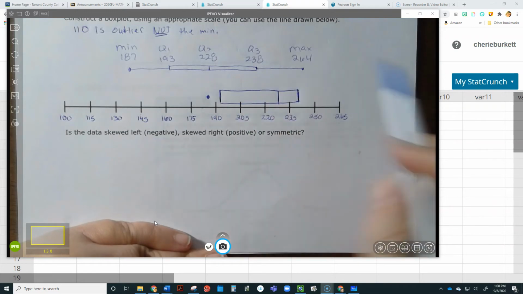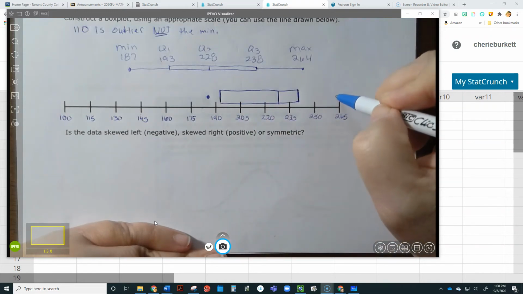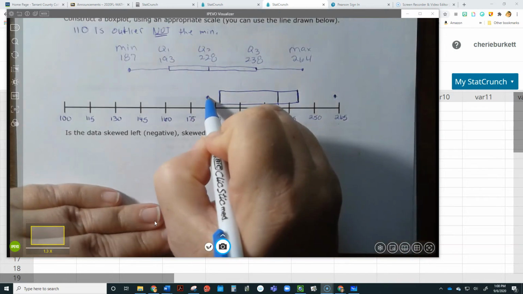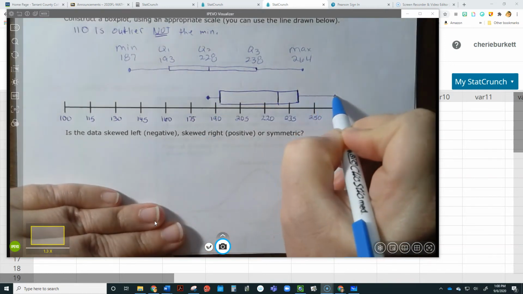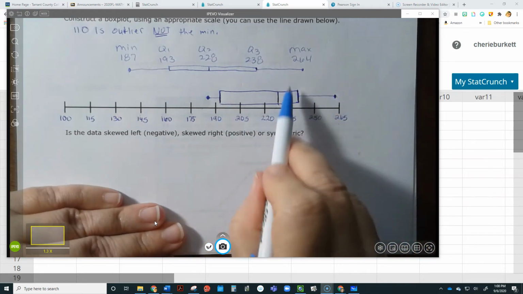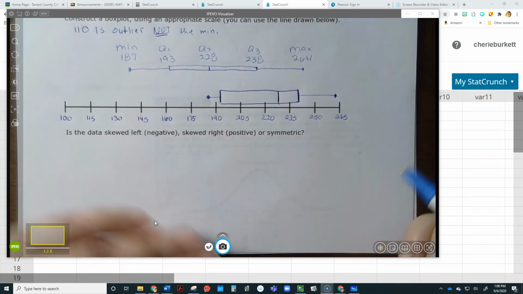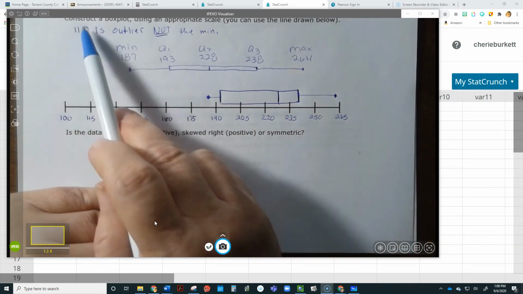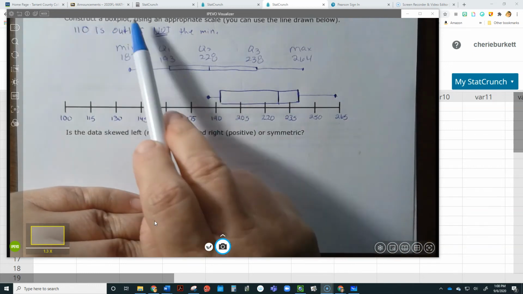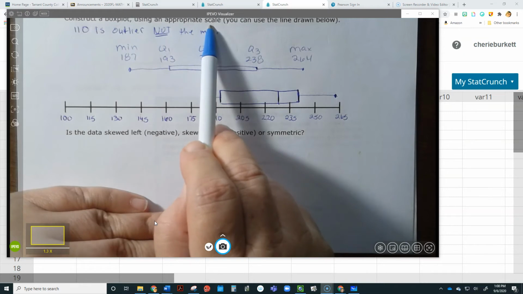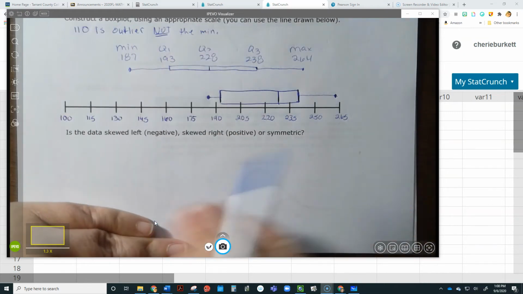And then 264 is going to be right before the 265, and it gets a dot. So here's the box, and here's the whiskers. And it says construct a box plot. So there's the box plot using an appropriate scale.